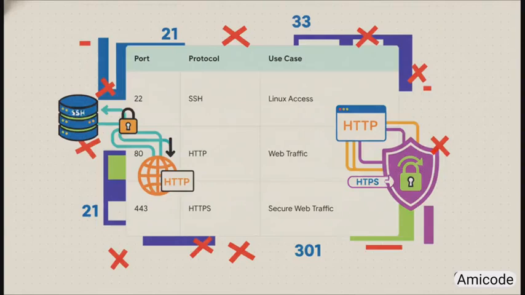And this table gives you a perfect example of what that looks like. You might tell the bouncer, hey, let people in through door number 22 if they want to securely log in. Or open doors 80 and 443 so people can visit the website I'm hosting. Every other one of the thousands of doors, they stay locked tight.